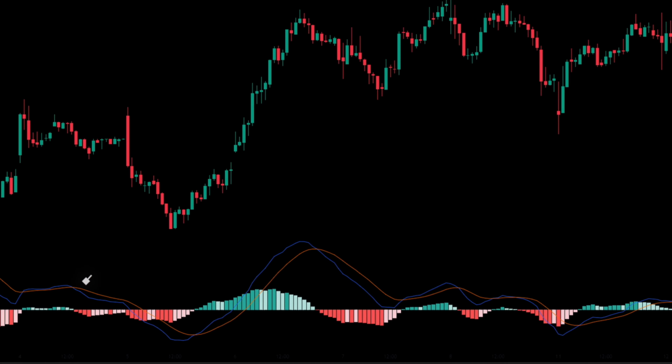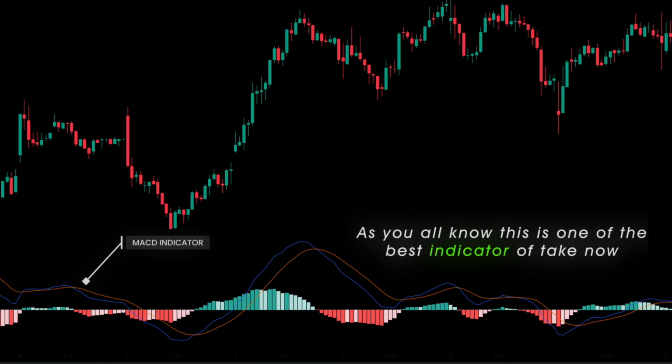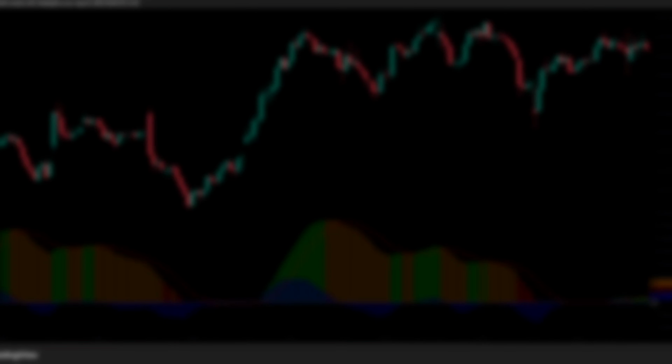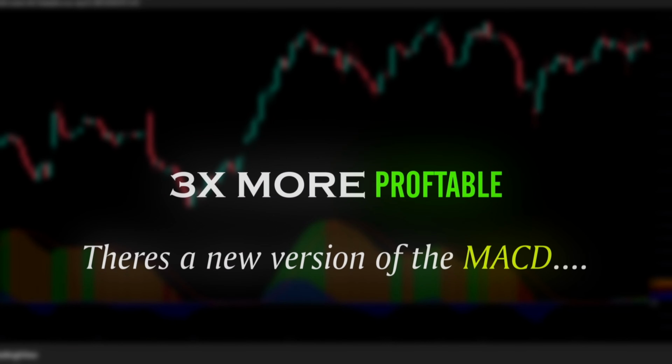Hi traders, so here we have the MACD indicator, and as you all know, it is one of the best indicators till date, especially for beginners. But what if I tell you that there's a new version of this indicator as well, which makes almost 3x more profit than the old version? So without wasting time, let's see which indicator this is and how it works.